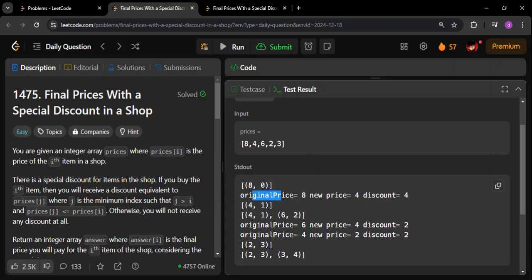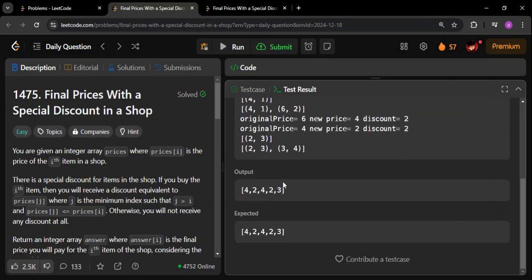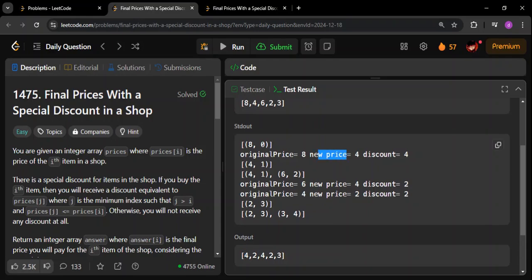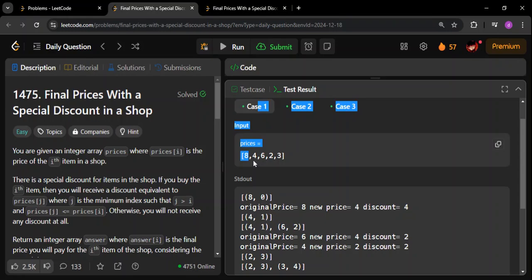Okay, so as you can see, the original price is 8, then the new price is going to be 4, because the discount applied is 4, which is coming from here. Now this change will be made in the answer array. The final array that we're returning will now have 4, which is going to be the new price. Next, this element 4 will now be inserted into the stack, as you can see here.